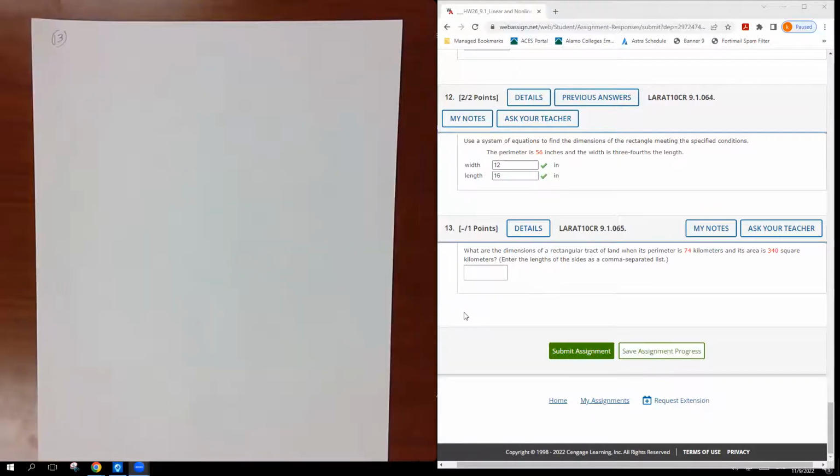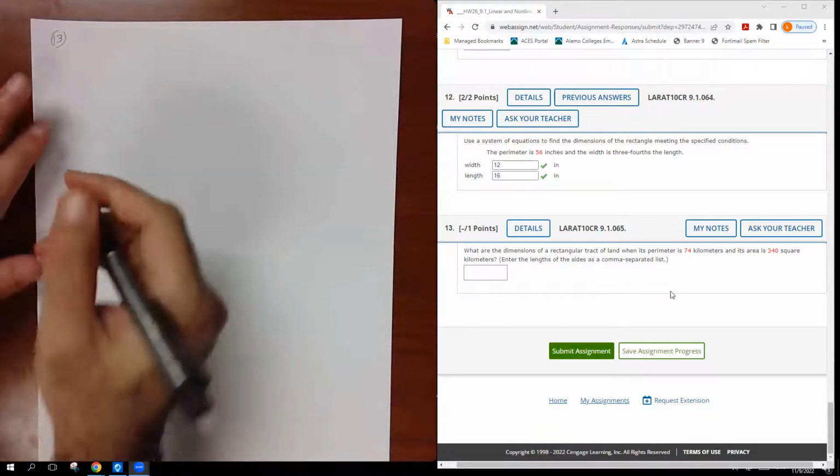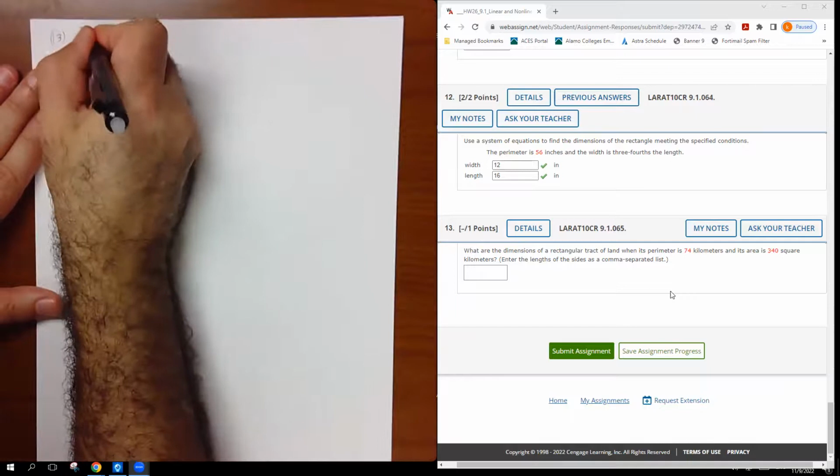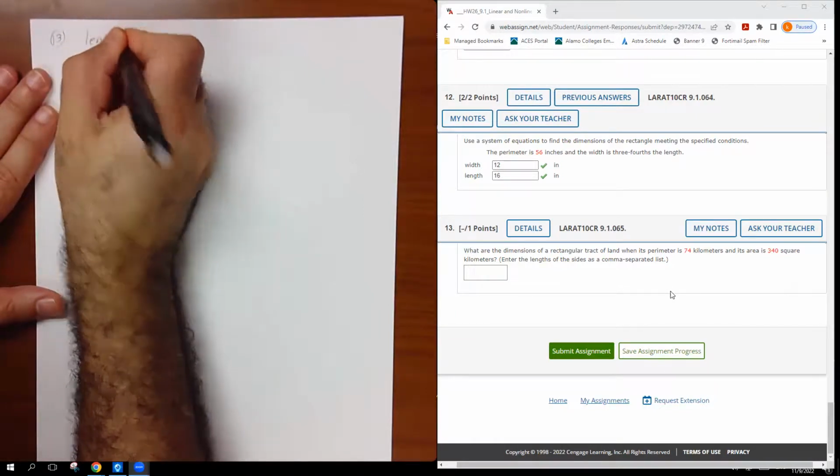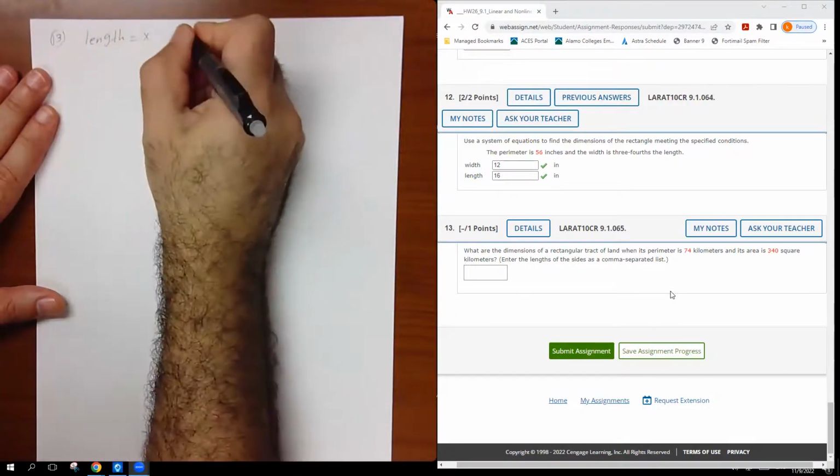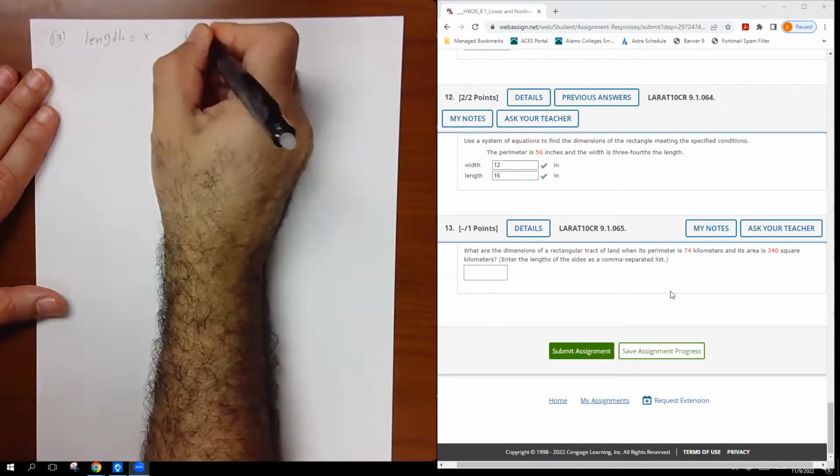So for example 13, what is the dimension of a rectangular tract of land when its perimeter is 74 and area is 340? So the same thing, we're going to let the length be x and the width is going to be y.